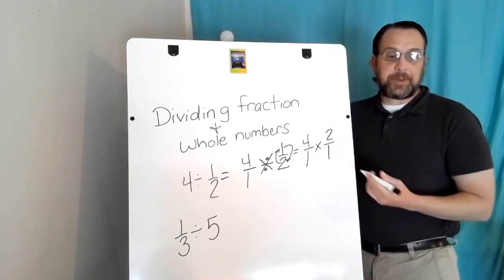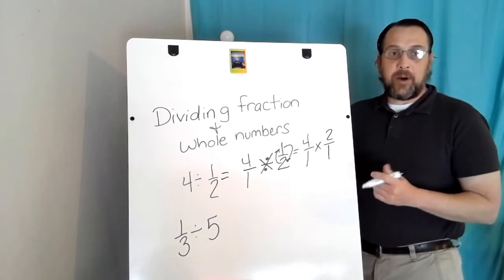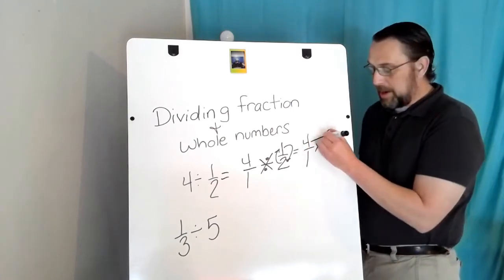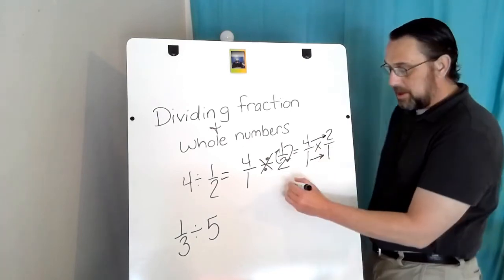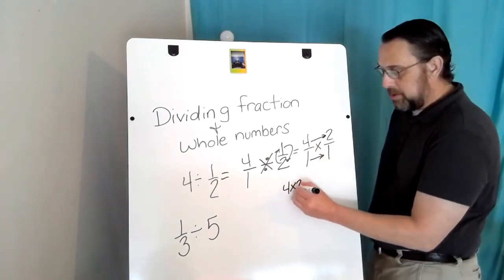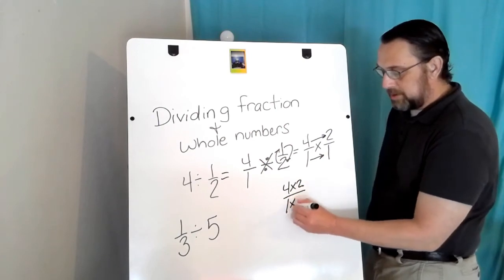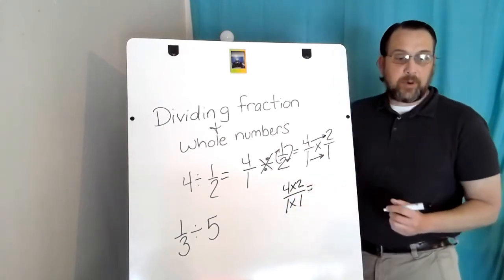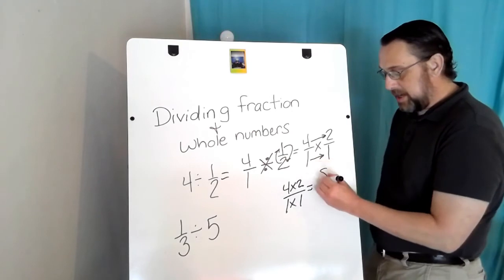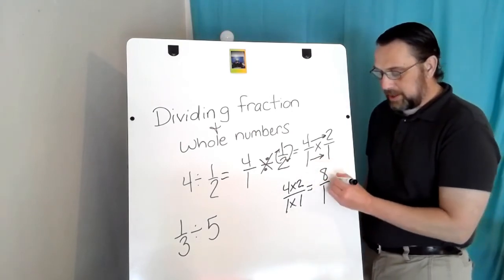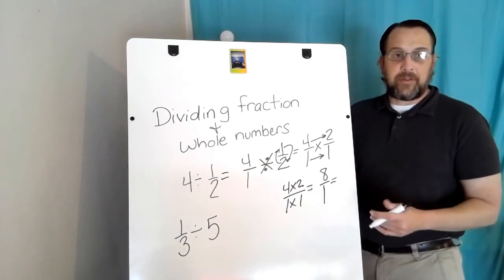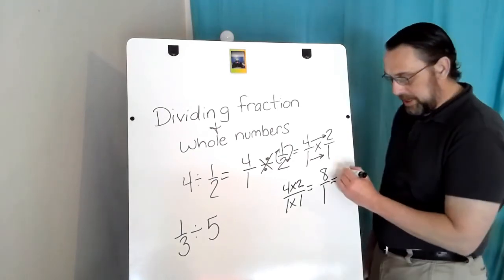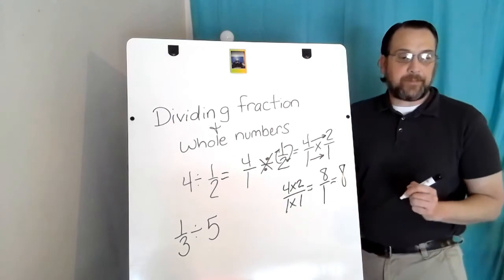Now we have a multiplication problem. And how we solve multiplication problems is by multiplying straight across. 4 times 2 over 1 times 1. 4 times 2 is 8. 1 times 1 is 1. Any number over 1 will equal itself. Therefore, 8 over 1, the answer is 8.